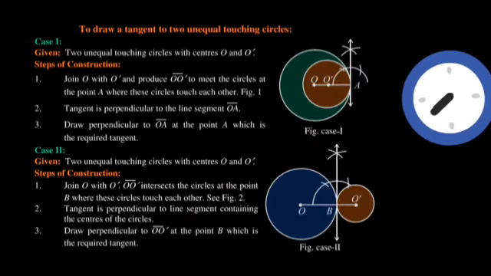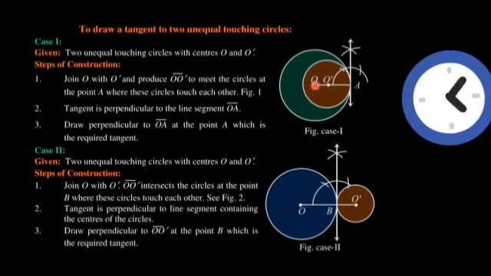Now we shall discuss how to draw a tangent to two unequal touching circles. We have two cases for this statement. Case 1 is like this, touching internally, and case 2 is this, when the circles are touching externally to each other. There are two unequal touching circles with centers O and O prime. So let's discuss the first case first. Join O with O prime and produce it to meet the circles at the point A where these circles touch each other.